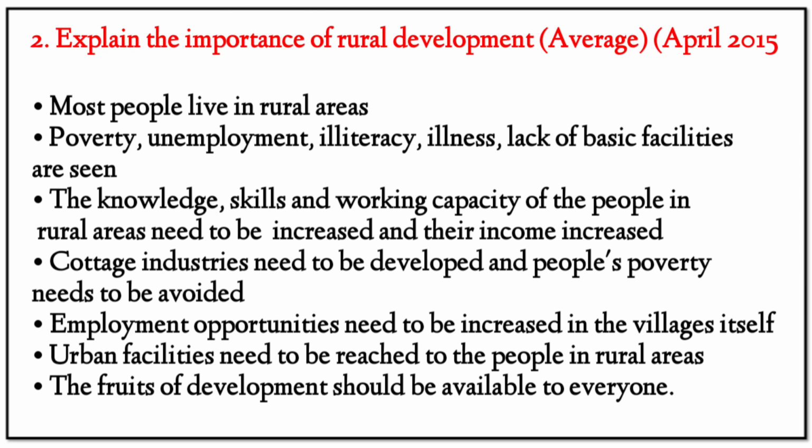Most people live in rural areas. Poverty, unemployment, illiteracy, illness, and lack of basic facilities are seen. The knowledge, skills and working capacity of the people in rural areas need to be increased and their income increased. Cottage industries need to be developed and people's poverty needs to be avoided. Employment opportunities need to be increased in the villages itself. Urban facilities need to reach the people in rural areas. The fruits of development should be available to everyone.